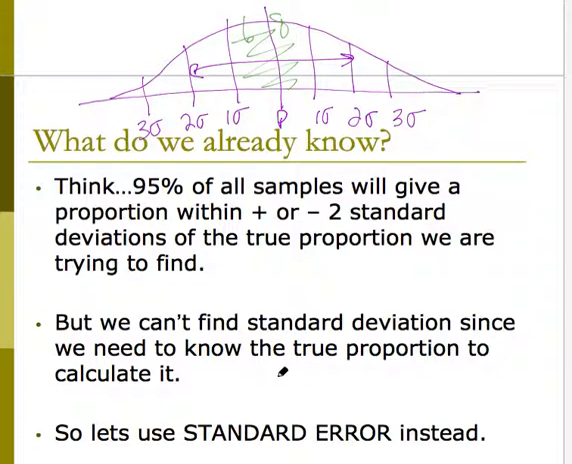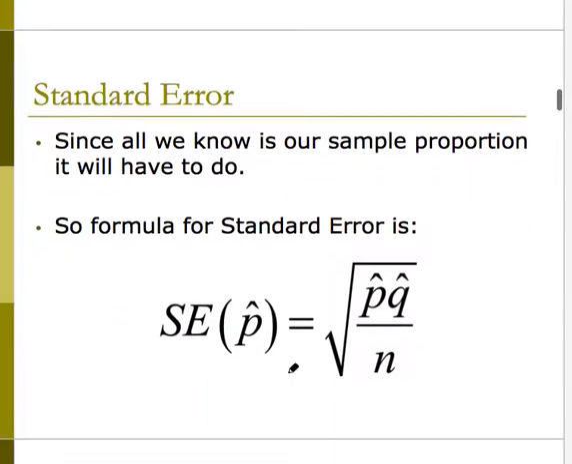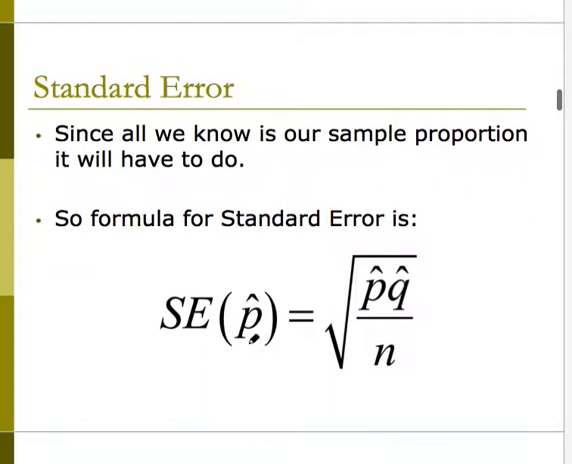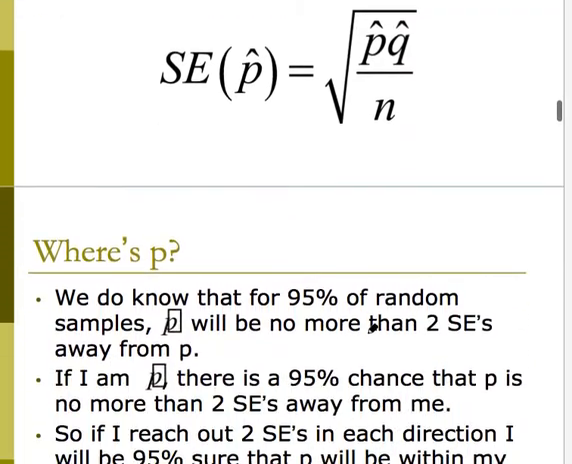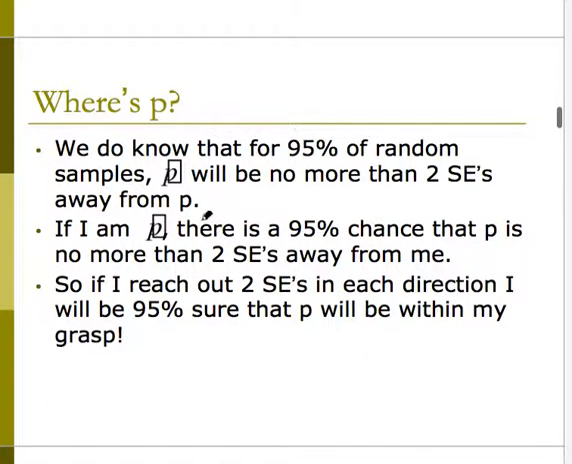So we're going to calculate the standard error. And that came up last chapter when we talked about variability. Okay, so here's where our standard error is. The standard error of our p hat is the square root of p hat times q hat all over n. Remember, the q hat is 1 minus the p hat. All right, so we do know that 95% of random samples, or our p hat, will be no more than two standard deviations or standard errors away from the p.